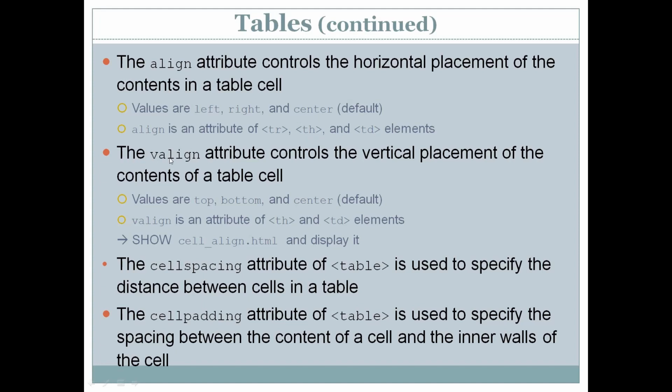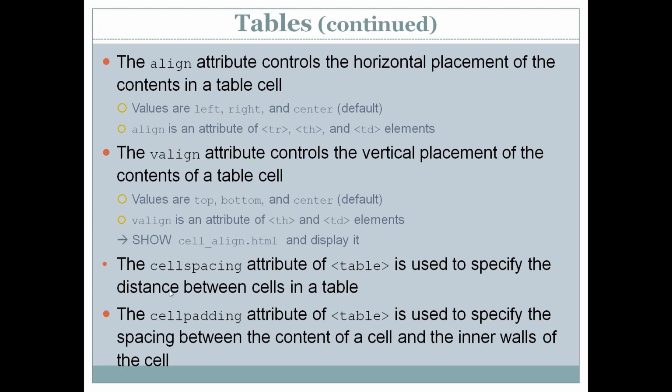There is one more align, that is vertical align, that is V align. So vertical placement of the content can be controlled by using V align. V align values can be top, bottom, or center, which is the default. V align is an attribute of TH and TD, that is table heading and table data.